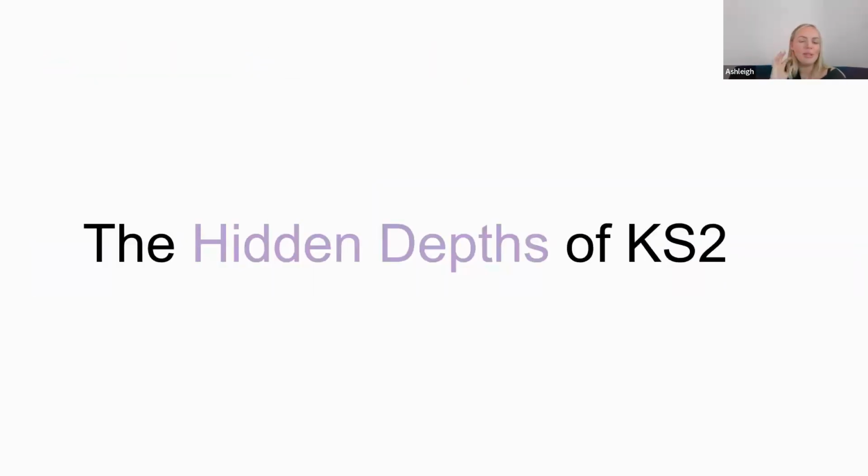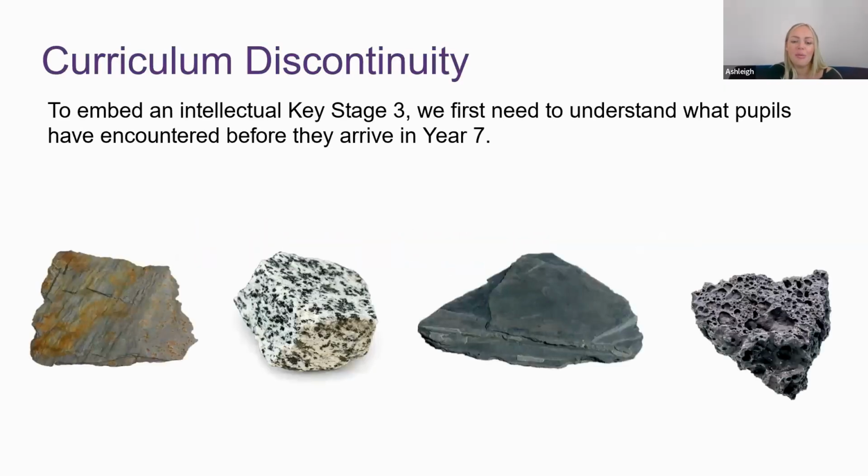This is my favourite part. It was quite shocking to me when I started working with primary specialists at how much the primary students did know, especially at Key Stage 2. So I've just zoned in on two areas, but I will verbally tell you a few others where I believe the Key Stage 2 curriculum goes into great depth. So to embed an intellectual Key Stage 3, we need to understand what our pupils have encountered before they arrive to us in Year 7.